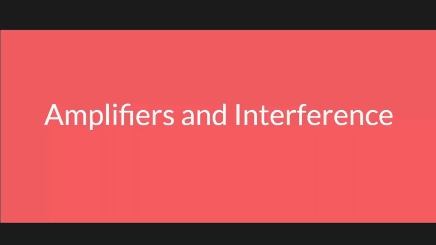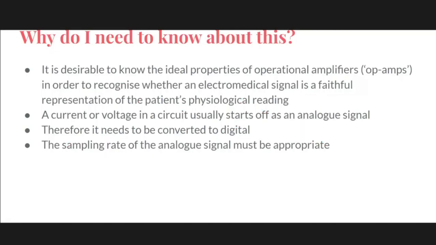Cool. Moving on to amplifiers and interference. Why do I need to know about this? I asked myself this many times when reading about electricity. But it is kind of important because we want to know what the ideal properties of an operational amplifier are. And this is because we want to know when an electromedical signal is being faithful to what truly is happening in the patient's physiological reading.